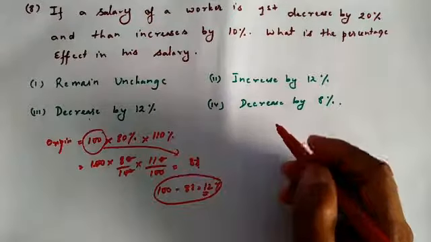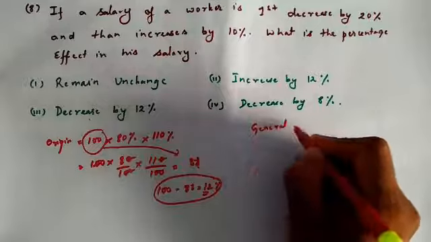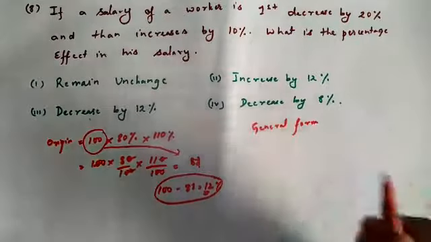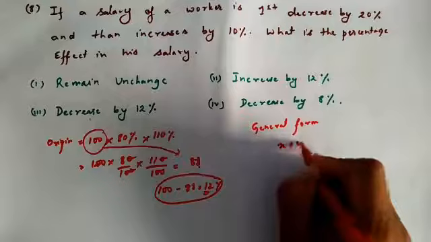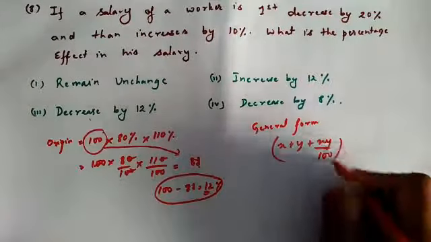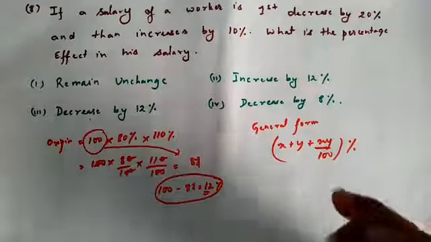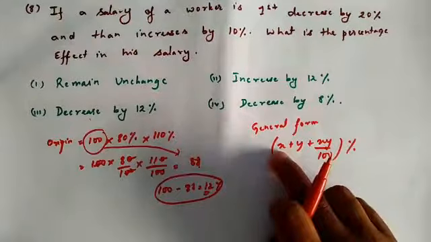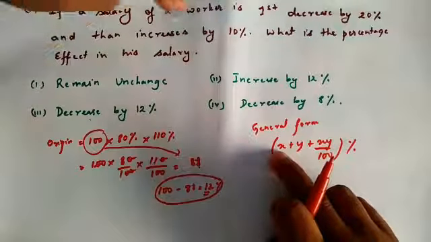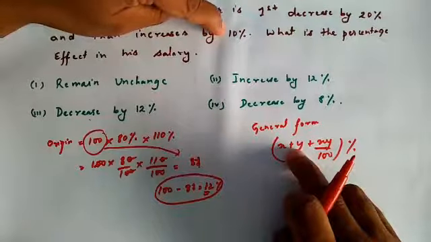Let's say a general form of formula for this one. That is x plus y plus xy divided by 100. That is the percentage. Now what are this x plus y? x means the first number, decreased by 20, and y means 10%, that is increased.